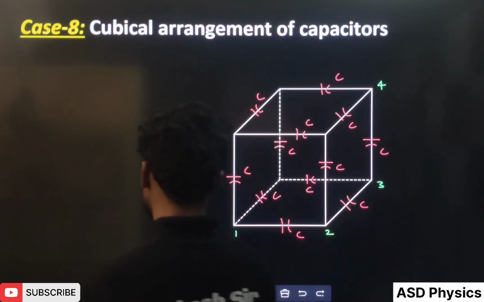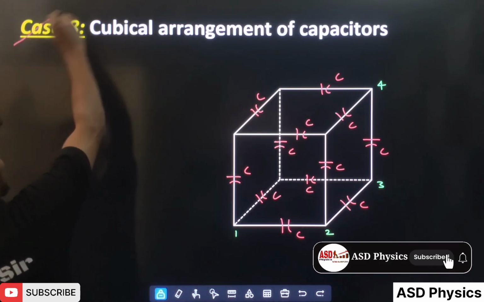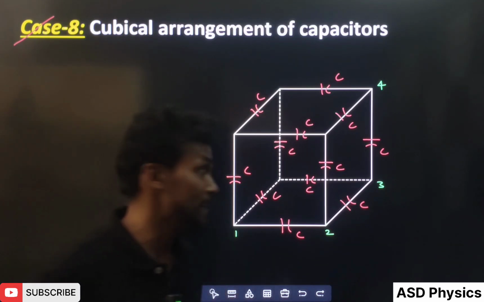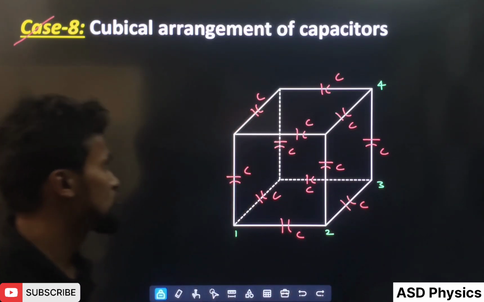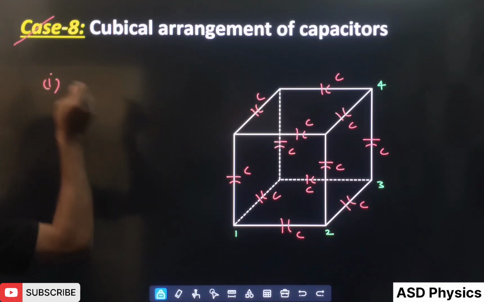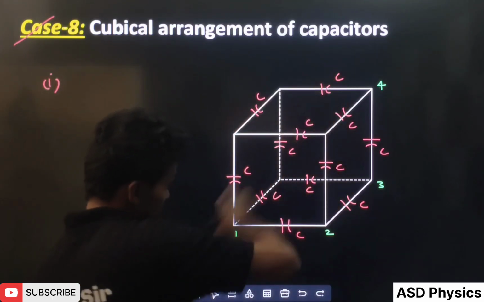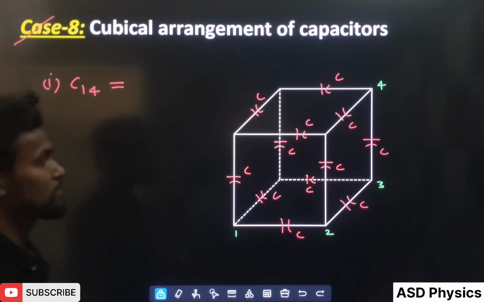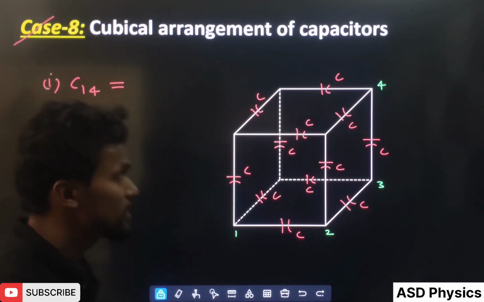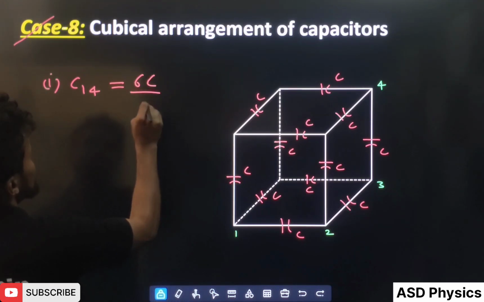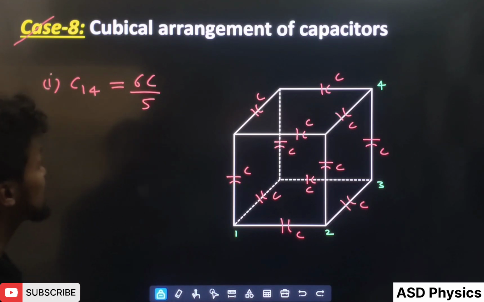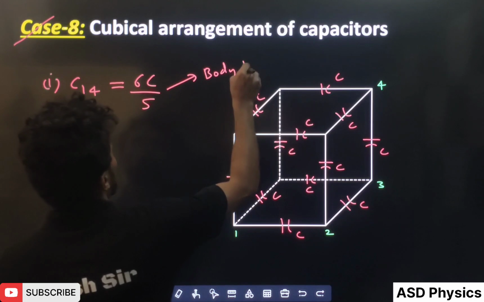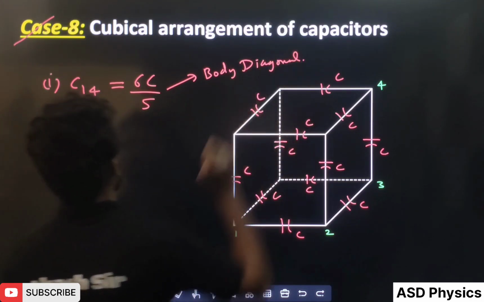Now students, last one here, see. If in case this kind of cubical arrangement of the capacitors is there, here one cube is there, and in each and every side one capacitor is connected. So students, remember that here one by one. If I take here the body diagonal, that means from 1 to 4, in this situation, the capacitance will be 6c by 5. Remember that here 6c by 5. Again I'm telling you, this is the body diagonal.